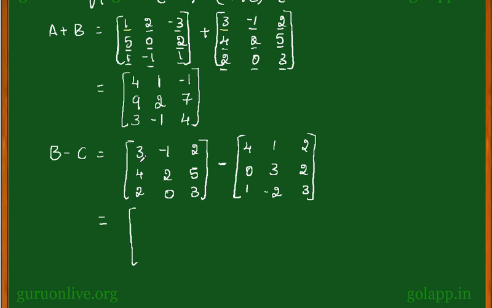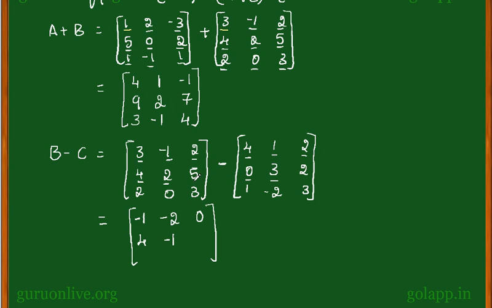The first element in B is 3 and the corresponding element in C is 4. So 3 minus 4 gives you minus 1. The next element is minus 1 and the corresponding element is 1. So minus 1 minus 1 gives you minus 2. The third element in the first row is 2 and the corresponding element in C is 2. So 2 minus 2 is 0. In the second row, the first element is 4 and the corresponding element in C is 0. So 4 minus 0 gives you 4. The second element in the second row is 2 and the corresponding element is 3. So 2 minus 3 gives you minus 1.